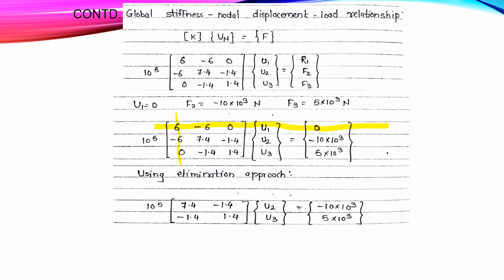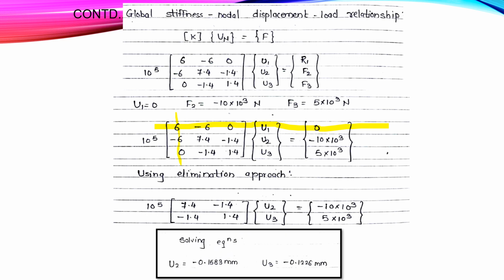All variables are known, so you can easily convert this matrix into simultaneous equations, and solving them you will get U2 equal to minus 0.1583 mm and U3 equal to minus 0.1226 mm. Remember to give units.